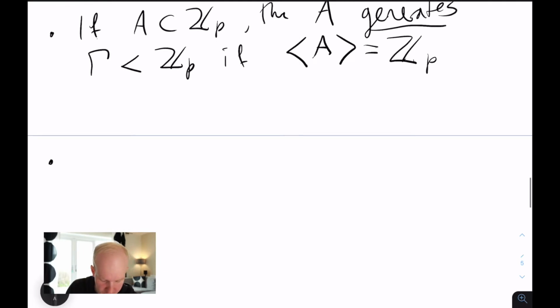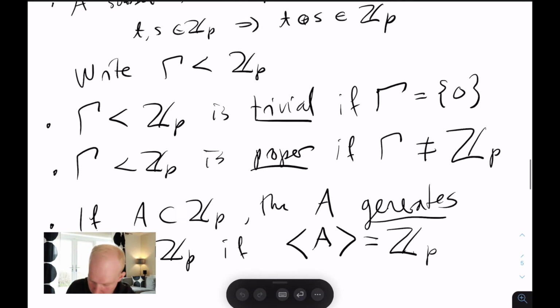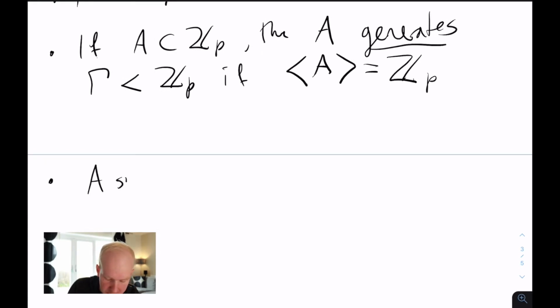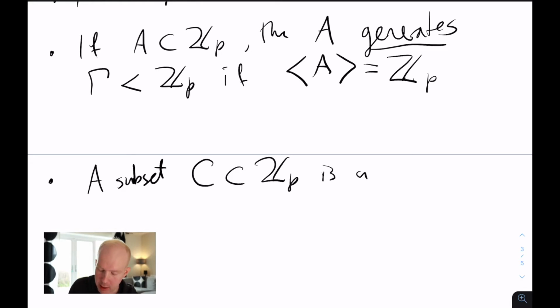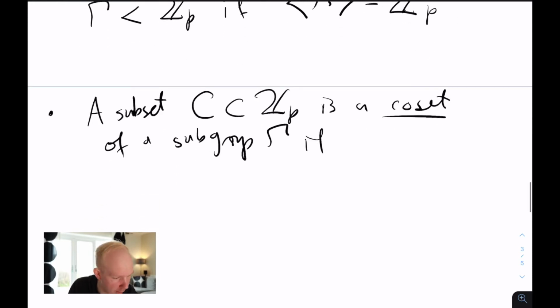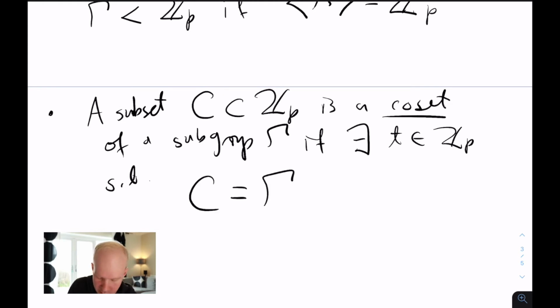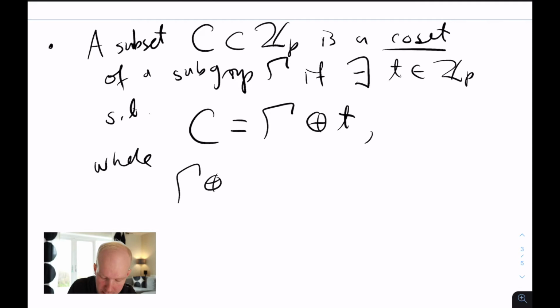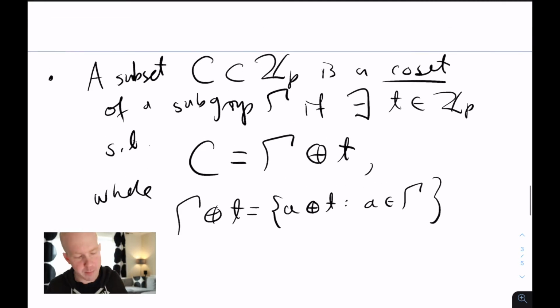And then this notion of cosets. A subset, let's call it C, in Z_B is a coset of a subgroup gamma if there exists T in Z_B such that C can be written as gamma plus T, where this is the sumset notation, so gamma plus T is just equal to A plus T, where A belongs to the subgroup. So these are the fundamental notions that we want to consider.